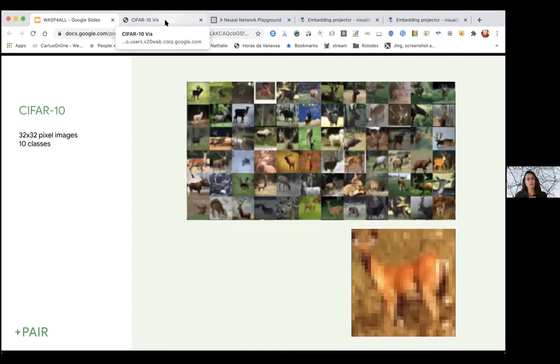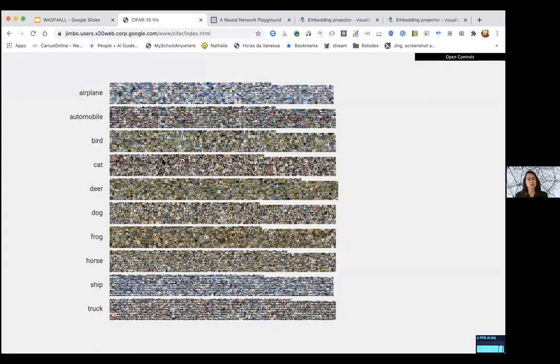I'm going to show you a very simple example. This is CIFAR-10. It's one of those hello world data sets of machine learning. It's nothing more than 32 by 32 pixel images in 10 classes: car, ship, deer. Here we're looking at a few images of deer. And all we're going to do is visualize this data set. So this is what our visualization looks like.